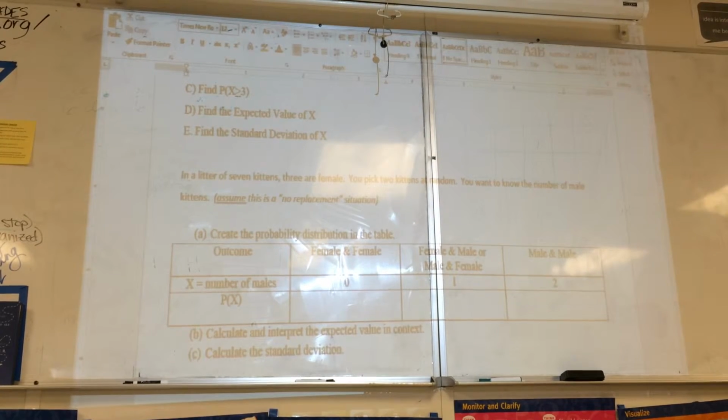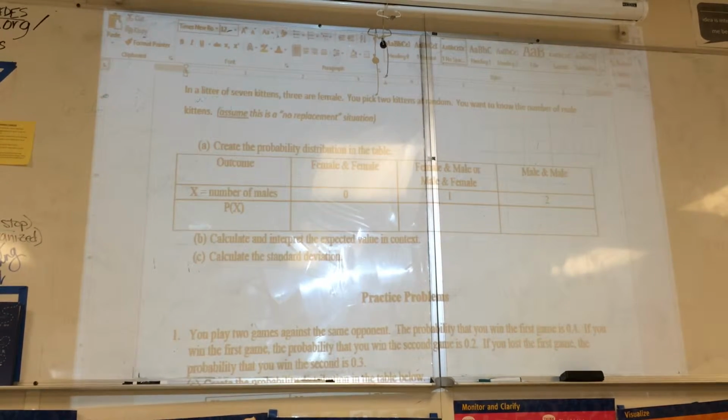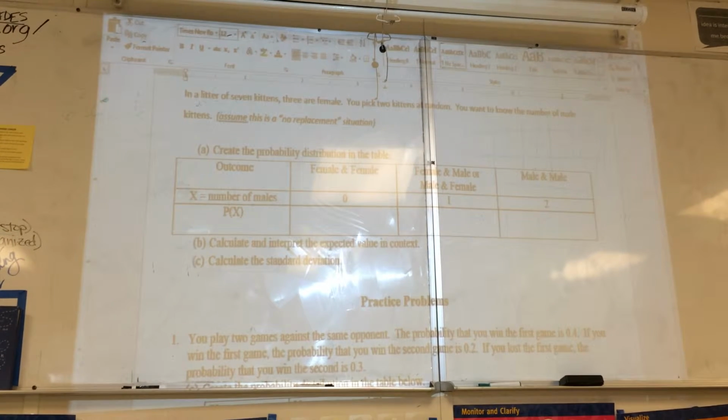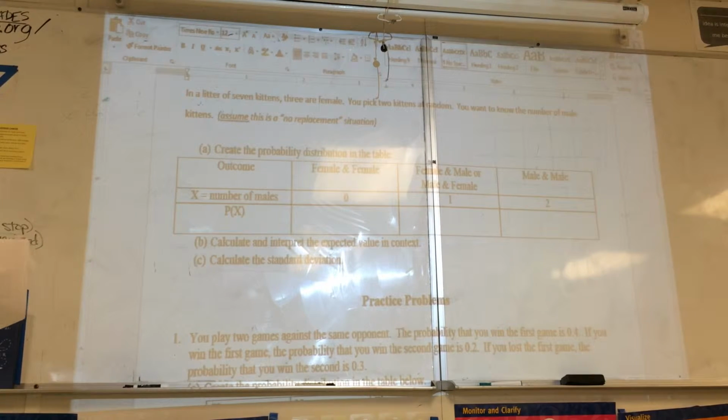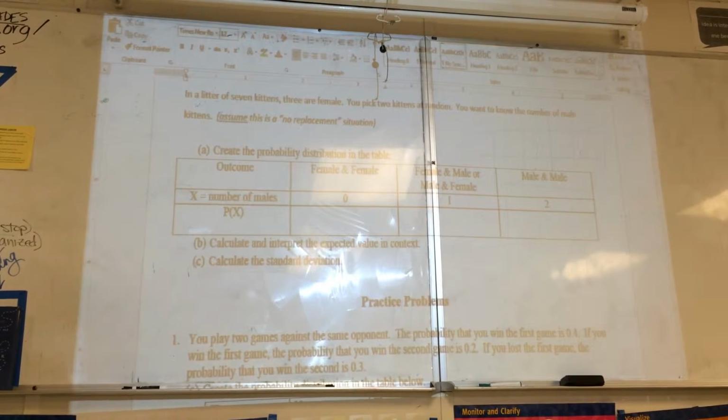So the next question asks us the following. In a litter of 7 kittens, 3 are female. You pick 2 kittens at random and you want to know the number of males. And this is a no replacement situation. I mean, we draw and then we draw the next one. We don't put the first one back.